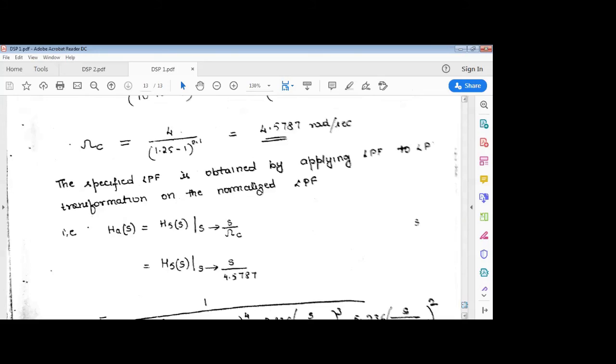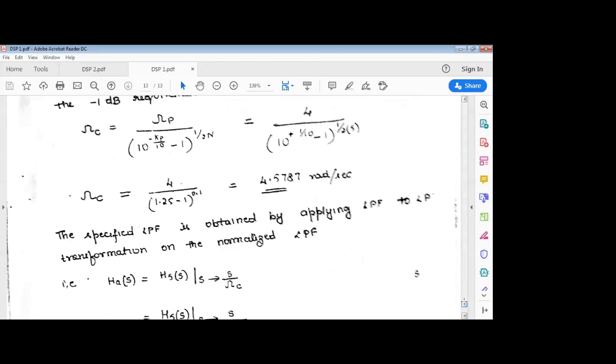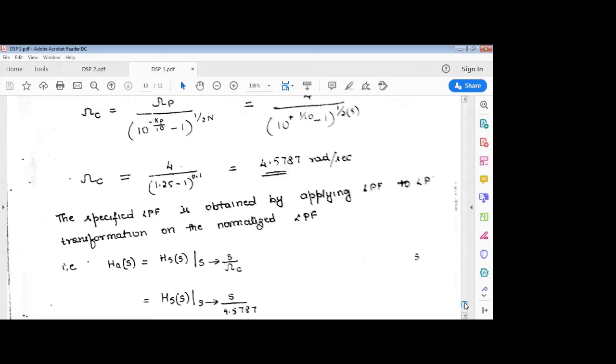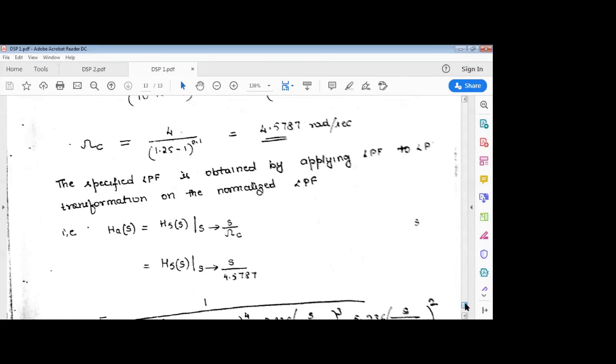And similarly, if it is with respect to the stopband, in the formula omega p and Kp we have to replace with omega s and Ks. That is the only replacement if I am calculating the cutoff frequency with respect to the stopband requirement. Now here I have calculated with the passband requirement. So omega c is equal to omega p divided by 10 raised to the power of minus Kp by 10, minus 1. The value we got is 4.5787 radians per second.